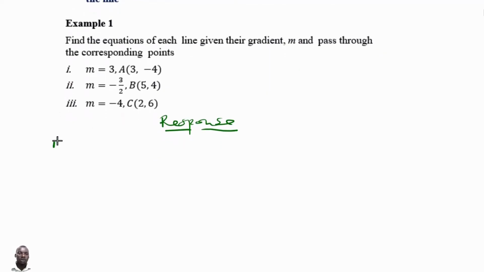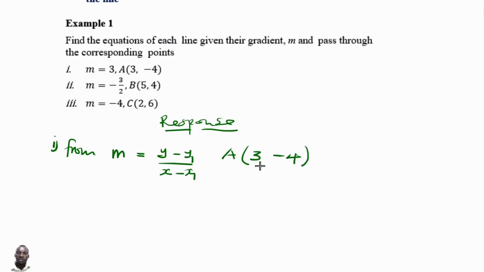So for Roman numeral 1, we are going to say that m equals y minus y1 divided by x minus x1, and for Roman numeral 1 being given point A, which is a coordinate having 3, negative 4. In here, this is the x-axis value, and this is the y-axis coordinate value. So it means that this is x1, and this is y1. From here, we are going to substitute in. Remember, we've been given our m, which is 3.